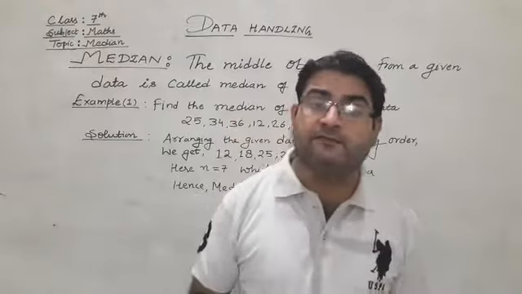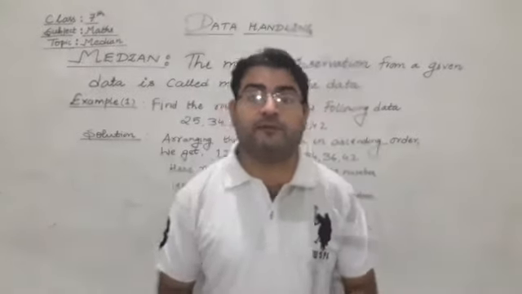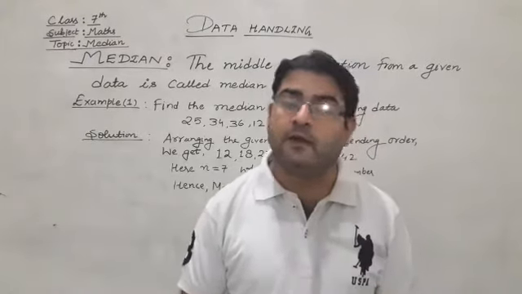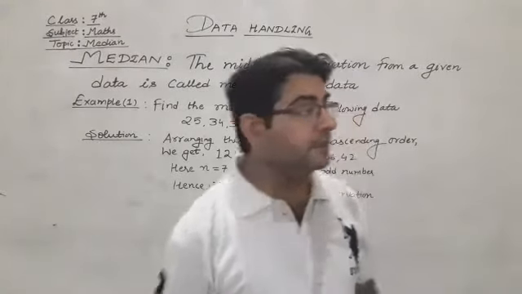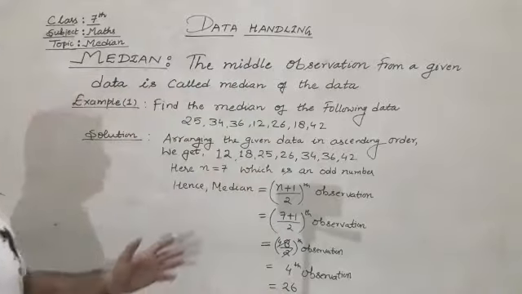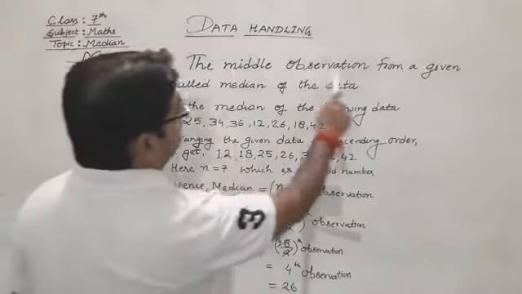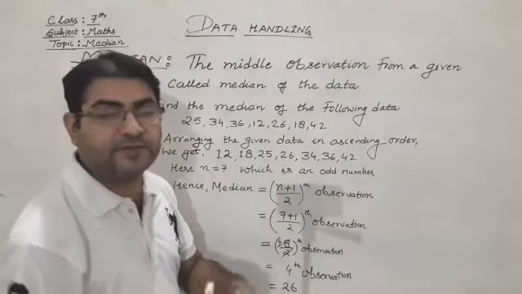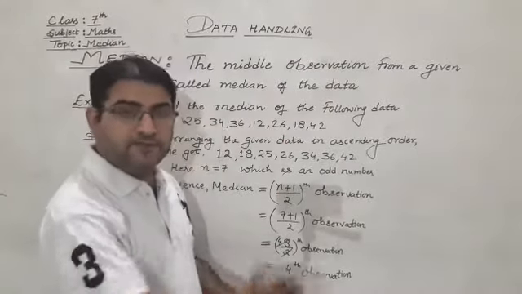In the previous lecture, we studied about the arithmetic mean and how we can calculate it. And today, we will study about the median and how we can calculate it. So, let's study. What is the median? The middle observation from the given data is called the median of the data. That is the middle term, or we can say the middle observation from the given data.